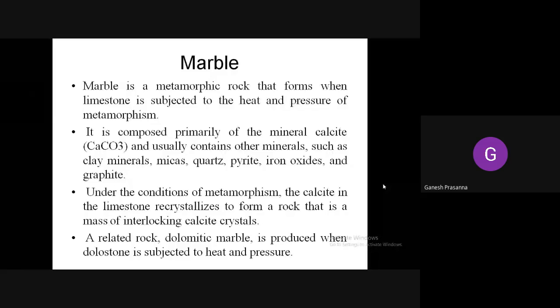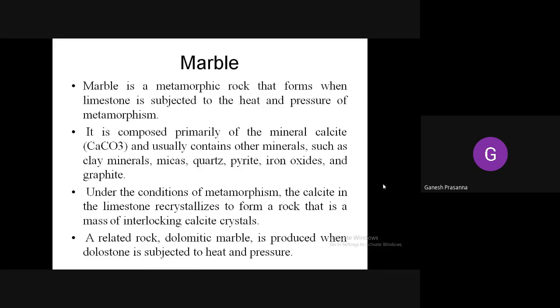So first of all, what is a marble? See, marble is a metamorphic rock that is formed from limestone when that limestone is subjected to heat and pressure. So what happens is, limestone, which is a sedimentary rock, a chemical sediment rock, not an organic sediment rock, is made up of the chemical calcium carbonate, CaCO3.